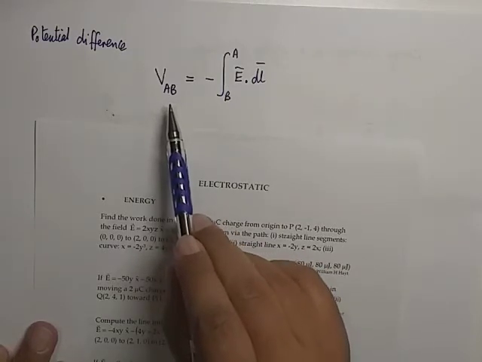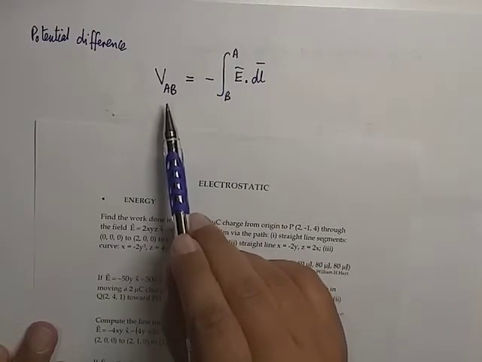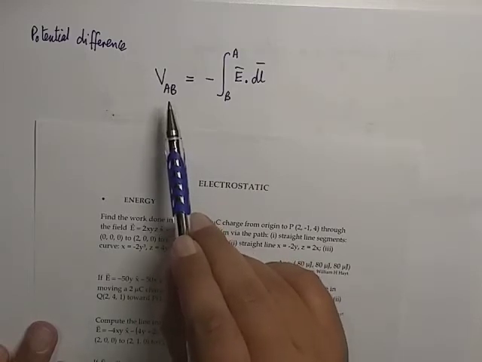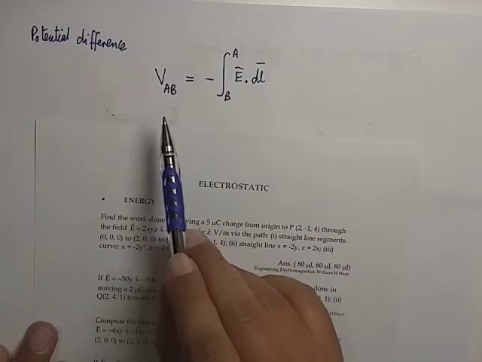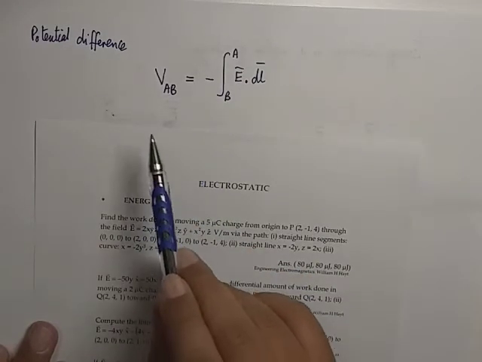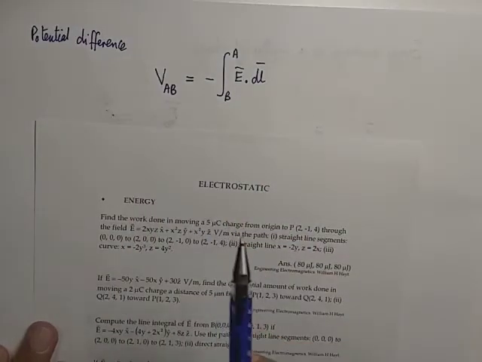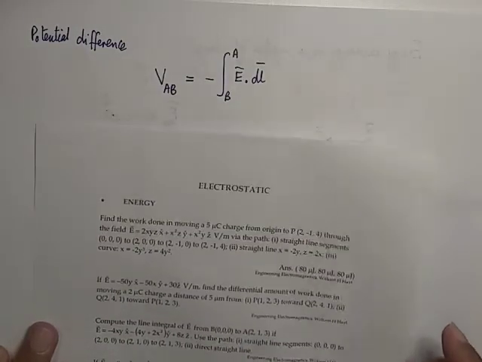And then we know the unit for potential difference is volt, the one that we always use when we talk about potential in circuit theory or in other electrical subjects. So this is a fundamental definition of potential difference with regards to electrostatic field. Okay, let's do one example now.